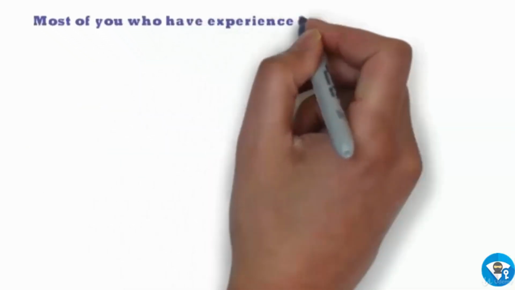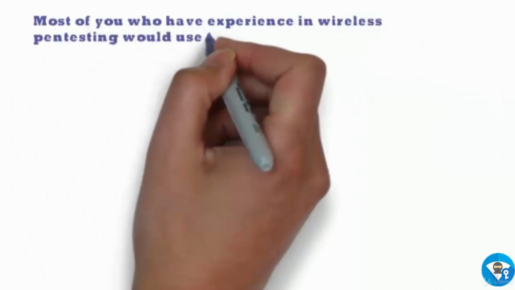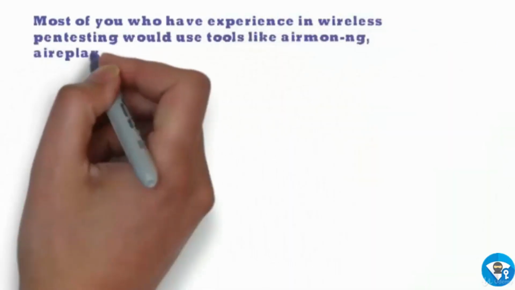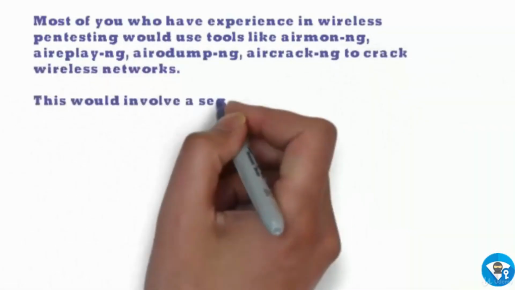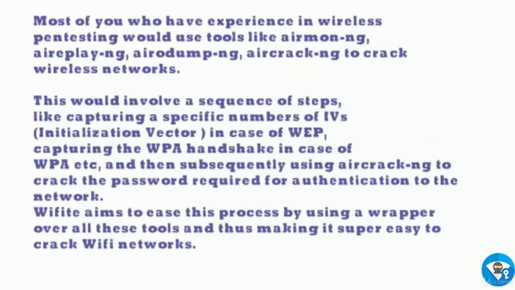Most of you who have experience in wireless pen testing would use tools like airmon-ng, aireplay-ng, airodump-ng and aircrack-ng to crack wireless networks. This would involve a sequence of steps like capturing a specific number of packets like the initialization vector in the case of WEP, capturing the WPA handshake in the case of WPA, etc. And then subsequently using aircrack-ng to crack the Wi-Fi password required for authentication to the network.